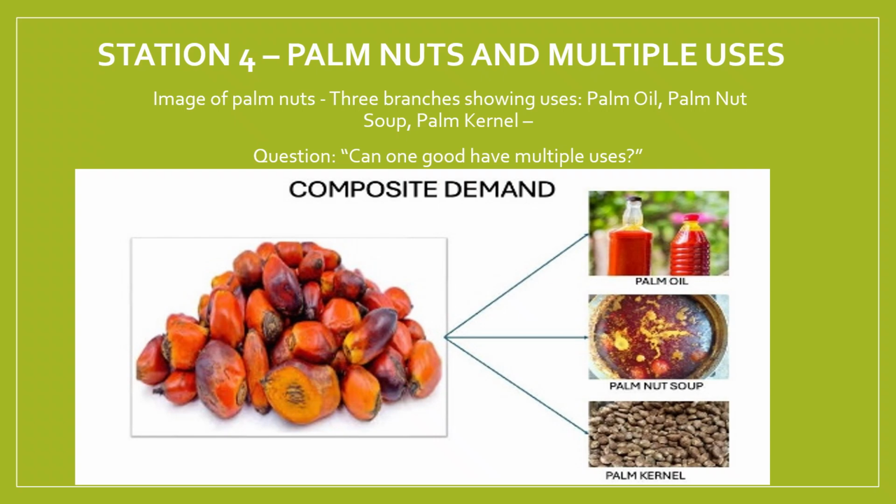If the demand for palm oil increases, what happens to the demand for palm nuts? If the demand for palm nut soup increases, what happens to the demand for palm nuts? Do these different uses compete for the same palm nuts? Write your observation. What do you notice about this relationship? Write your observations down.